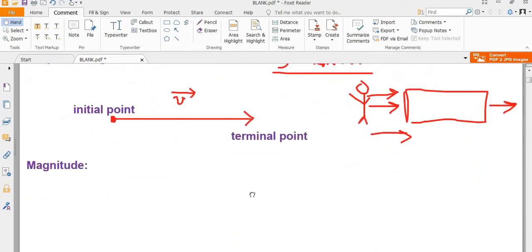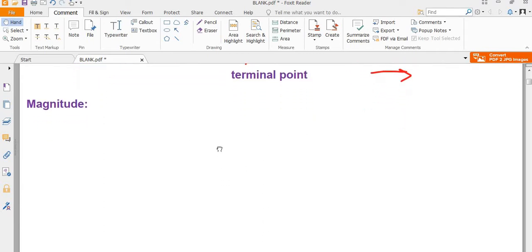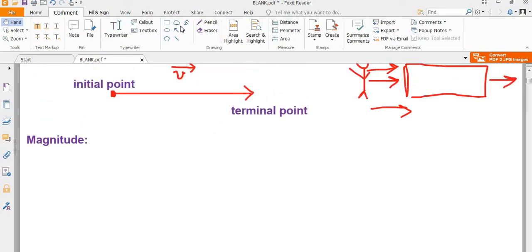Direction is represented by this arrow over here. As I mentioned before, the vector initiates at this point, which is called the terminal point, and it moves in this direction. But then what about the magnitude? When we talk about the magnitude of a vector, we think of how big the force is, or how heavy a body is in terms of its weight. We call this the modulus of a vector.